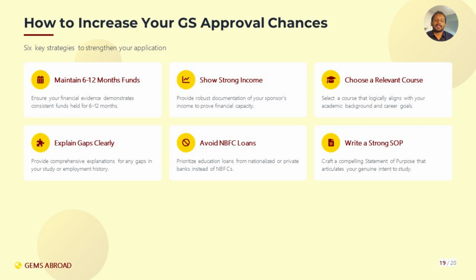To maximize your chances of GS approval, focus on these 6 strategic areas. First, maintain stable funds in your accounts for at least 6 to 12 months before applying, avoiding sudden large deposits. Second, demonstrate strong and consistent income sources with comprehensive documentation. Third, choose a course that logically builds on your previous education and career trajectory. Fourth, clearly explain any gaps in your educational or employment history with supporting evidence. Fifth, avoid relying on NBFC loans as your primary funding source. Finally, develop a strong statement of purpose that ties together all elements of your profile.